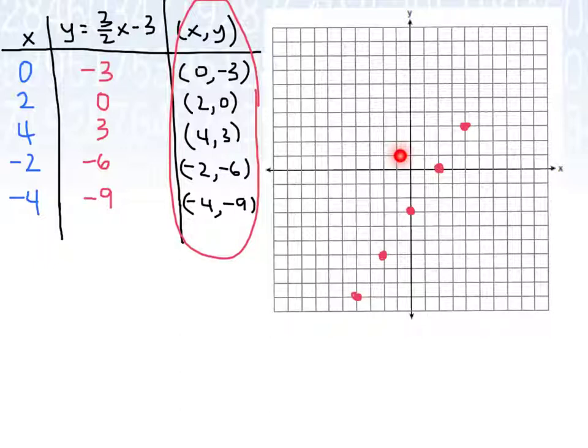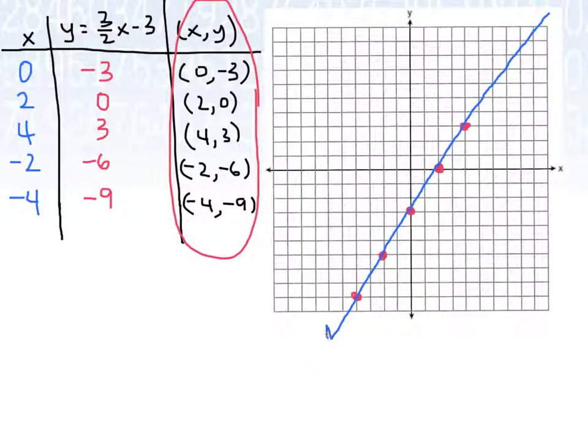Keep in mind that these 5 points that we have plotted only represent some of the solutions to this linear equation. In fact, there are many more points along the line that will satisfy this equation, and pretty much that's what a line is. It's made up of an infinite amount of ordered pairs. So let's make sure that we connect our ordered pairs with a straight line.